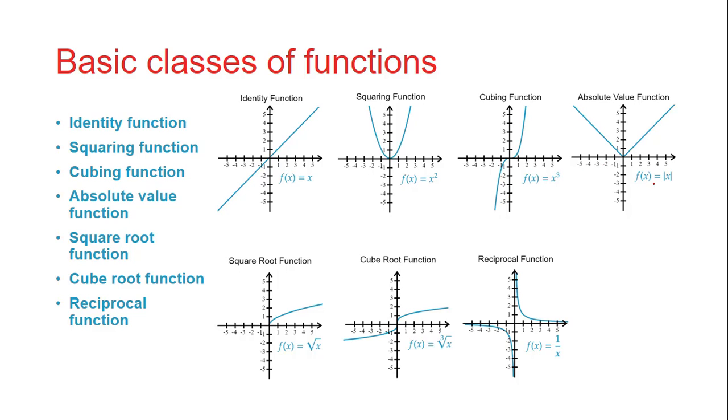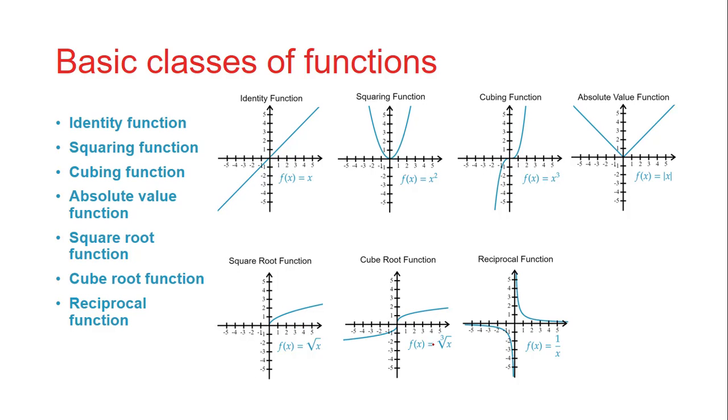The absolute value, y equals absolute value of x. So it's at (0, 0), (1, 1), (2, 2), (-1, 1), (-2, 2). So it's that V-shaped graph. The square root function, remember we can't take the square root of a negative, so the domain is from 0 to infinity. (0, 0), the square root of 1 is 1, the square root of 4 is 2, so those are some ordered pairs on that graph.